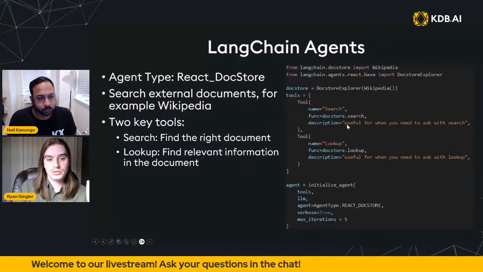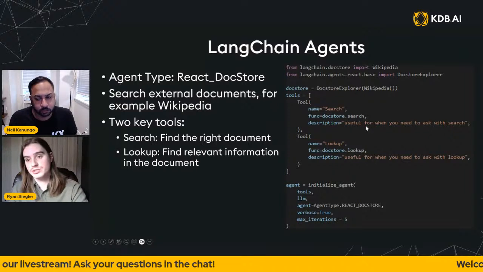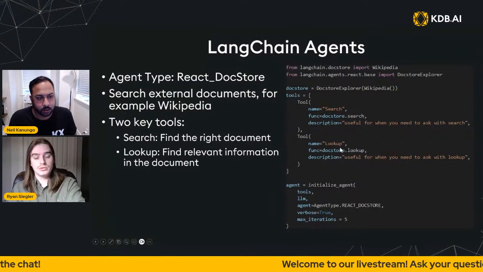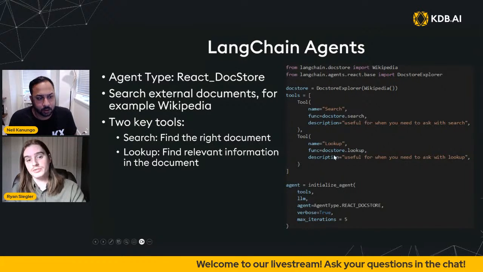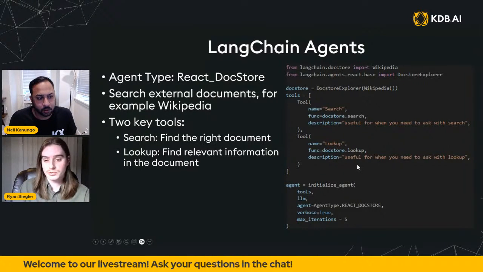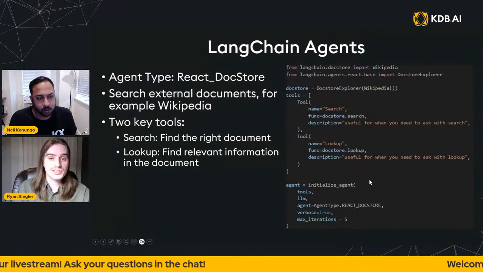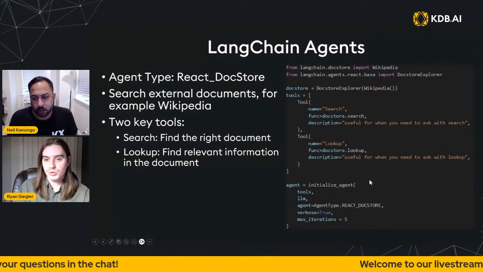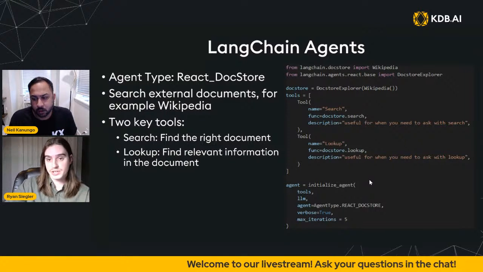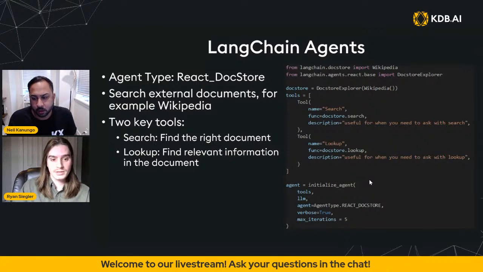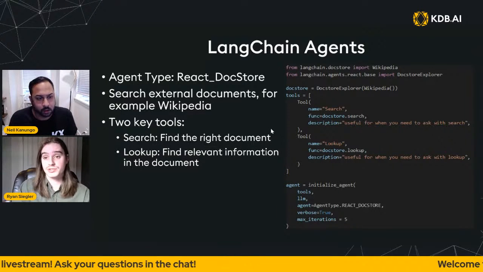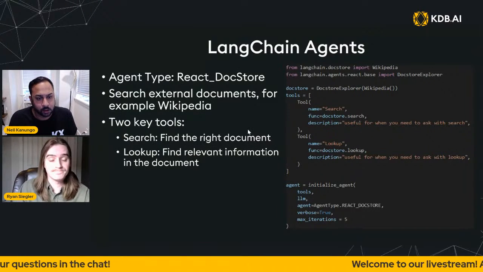So the search tool is used to go ahead and search the Wikipedia docstore to find the correct document. And then the lookup tool is used to find the relevant information within that document to pass to our large language model. So in essence, this is an example of RAG, where we're going out and we're retrieving relevant information from an external source, in this case, a Wikipedia docstore. So this is an example of how you can search a certain type of docstore to get specific information.